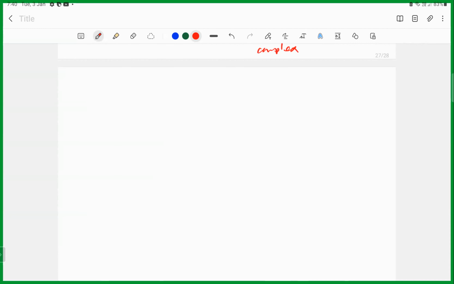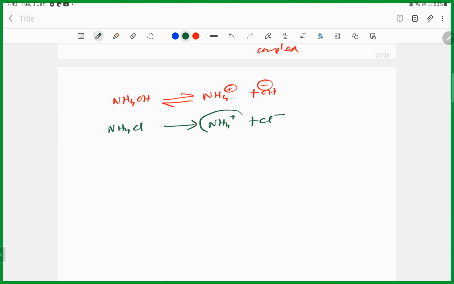common ion effect. In another place, look at the third group: ammonium hydroxide dissociates into NH4 plus ion and OH minus ion. If you are adding ammonium chloride to this third group, what will ammonium chloride become? NH4 plus and Cl minus. Suppose you are adding this, it means the concentration of ammonium will be more.